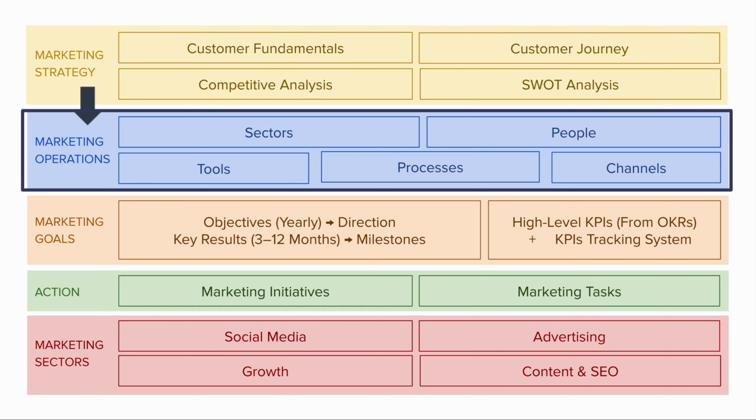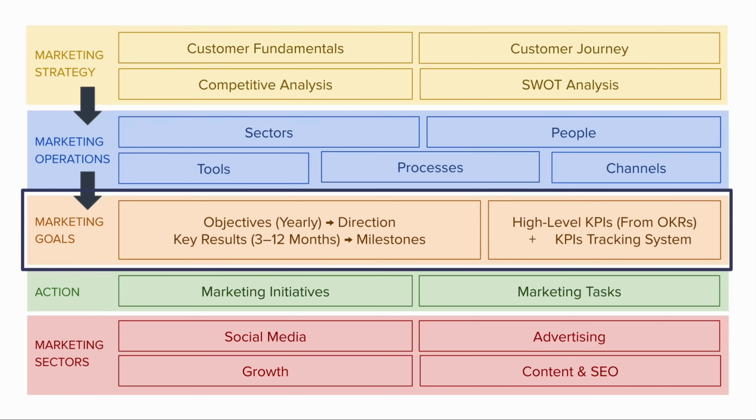Now that we have insights from strategy and operational capabilities, we'll be able to set our marketing goals. Here, we use objectives and key results, or OKRs, as our goal framework, and key performance indicators, or KPIs, as metrics that help us measure the success of these OKRs. In this section, we'll also go through how you can track your KPIs effectively so that we stay on track all the time.